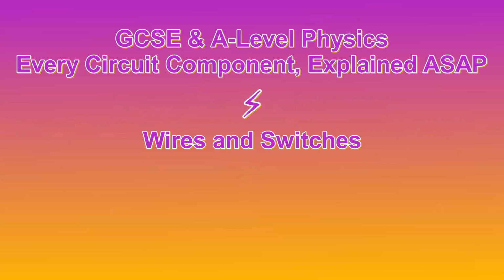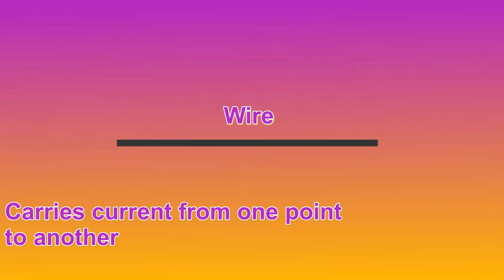We're going to be starting off with the two most basic components, which are the wires and the switches. Now a wire in a circuit looks like this. It's a solid straight line, so it's important that when you're drawing your circuit diagrams you use a ruler, and the purpose of a wire is to carry current from one point to another. And while wires, in reality, do have a resistance, it is negligible, and we often treat wires in questions as having zero resistance unless otherwise stated.